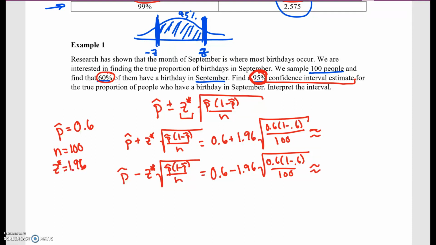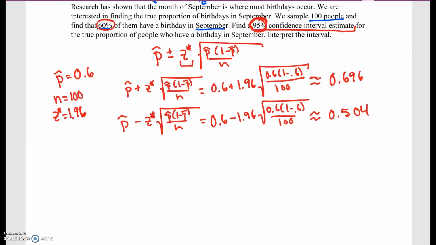Now let's put all of that into our calculator. We're going to have p hat plus 1.96 square root of 0.6 (1 minus 0.6) divided by 100. And what I get from the top one is about 0.696. Then for the bottom one, I'm going to do the same exact thing, but everything is going to be a minus. Practice this on your calculator just to make sure, because this is probably the hardest part. And the bottom part, I got about 0.504.